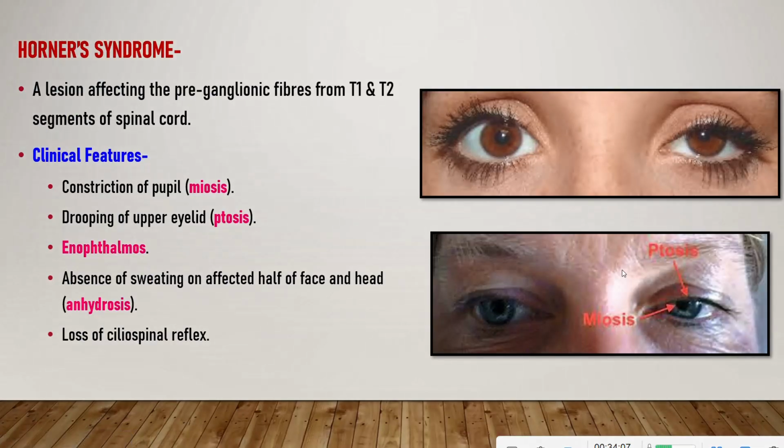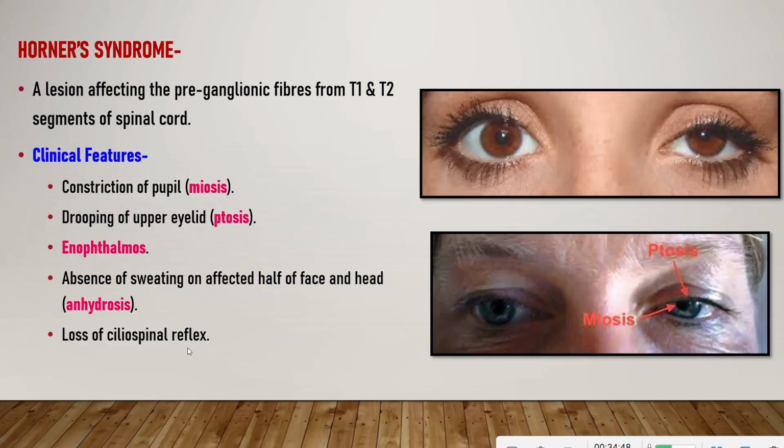Okay, so what is the applied anatomy? Horner syndrome. A lesion which affects the preganglionic fibers from the T1 and T2 segments of the spinal cord. So what will be the features? There will be miosis, ptosis, enophthalmos, anhidrosis and loss of the ciliospinal reflex. What is miosis? You can see here constriction of the pupil will be there, drooping of the upper eyelid will be there, there will be enophthalmos, that is sunken eyes, there will be absence of sweating on the affected half of the face and head, and there will be loss of the ciliospinal reflex.